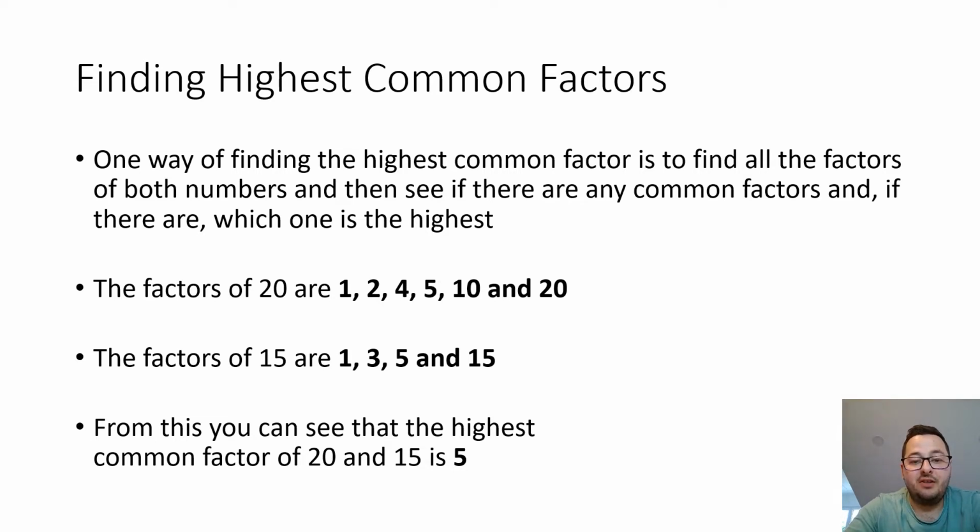Actually it has two common factors. One of them is 1, and you'll find that 1 is a common factor of every number, but we have got a higher one, which is 5. So the common factor that's highest is 5.